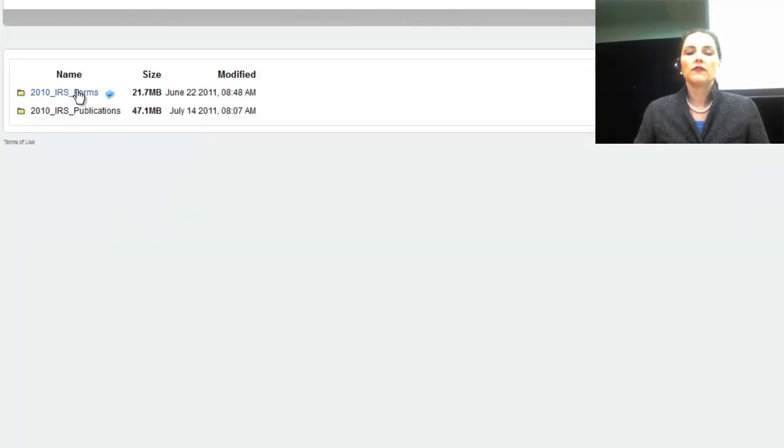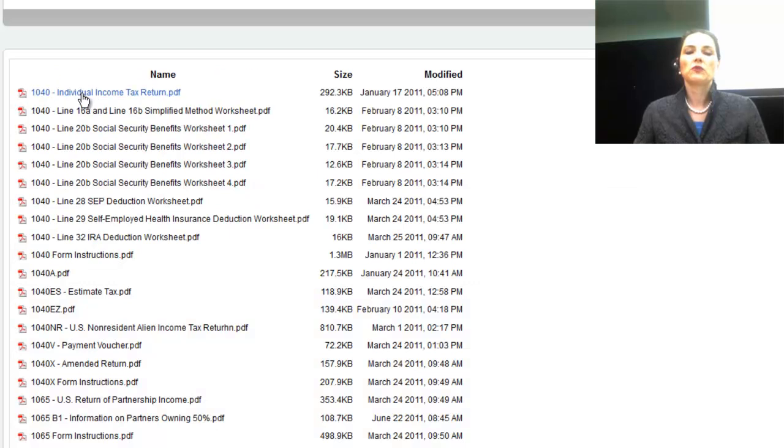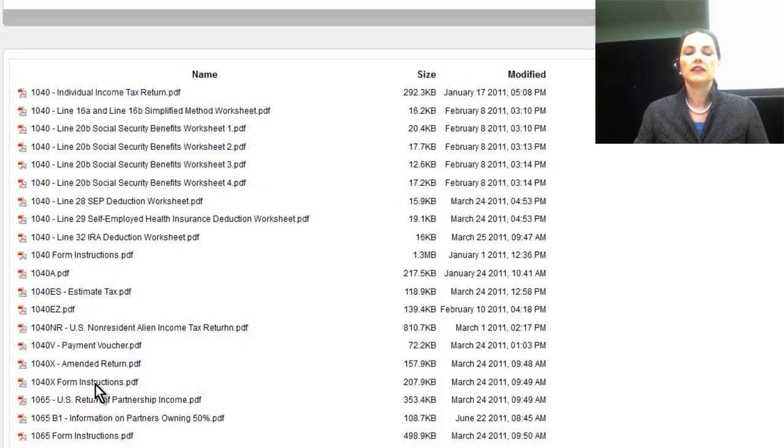You click on the Form folder to open IRS Forms and the Publication folder to open IRS Publications. Inside the form folder, you will see that forms are listed in numerical order. Simply click on the form to open it and then send it to your printer.